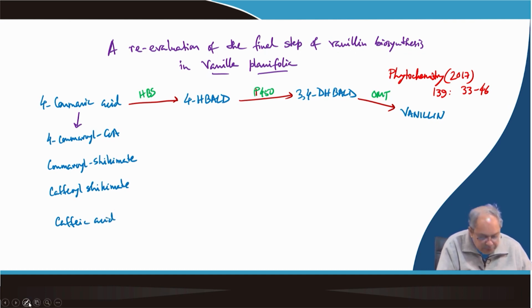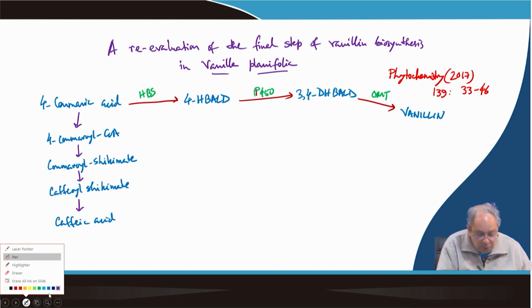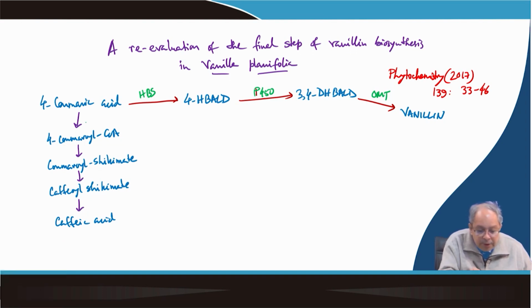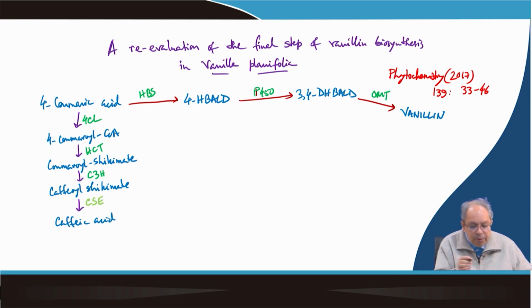So, if you put the pathway, this makes this, this makes this, this makes this. So, what we know is that this is 4CL, this is HCT, this is C3H, and this is caffeoyl shikimate esterase, which will remove the shikimate, leaving caffeic acid.